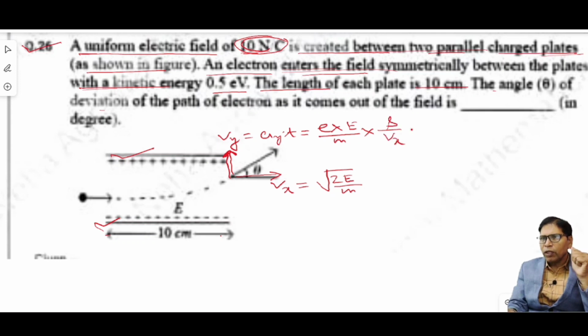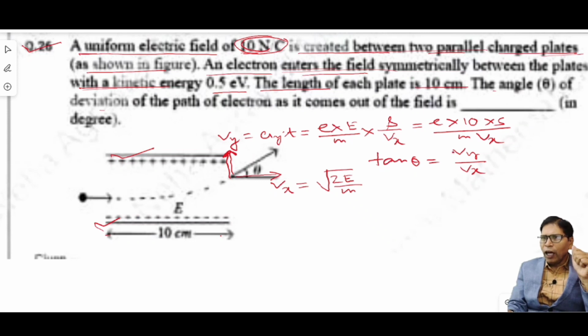No problem. Now, look at this here. This is E, the electric field, this is the 10 Newton per coulomb. And this is the S divided by, this is the m into Vx. No problem. Okay. Now, angle theta. Look at this, tan theta equals Vy by Vx.